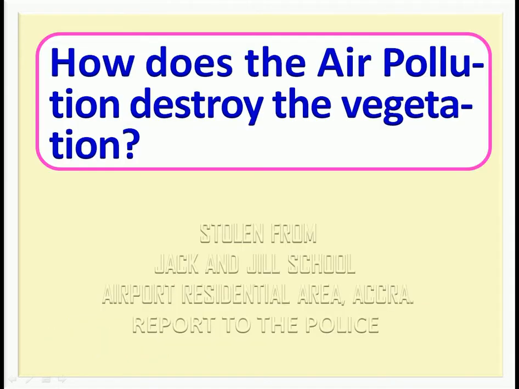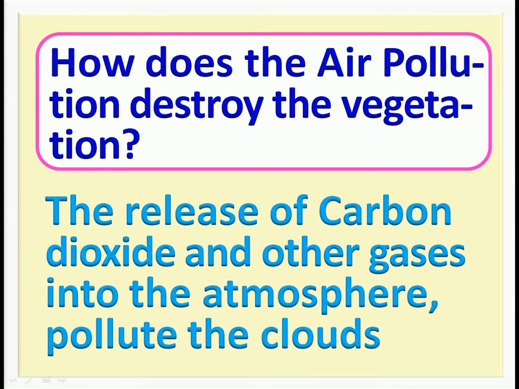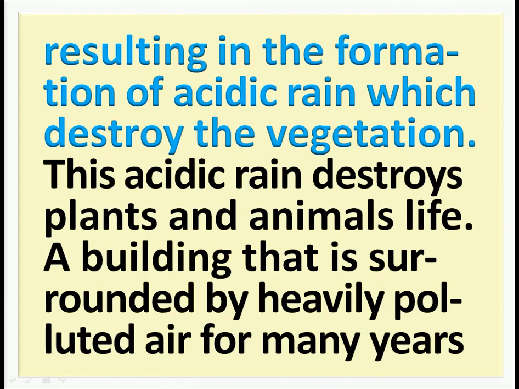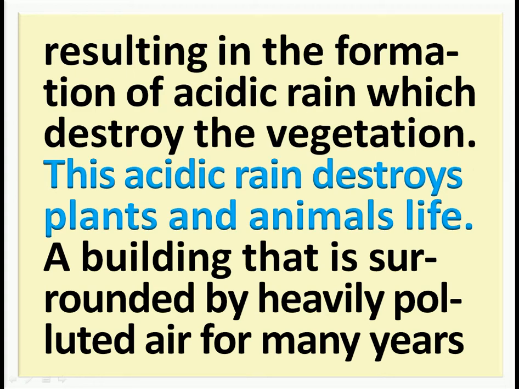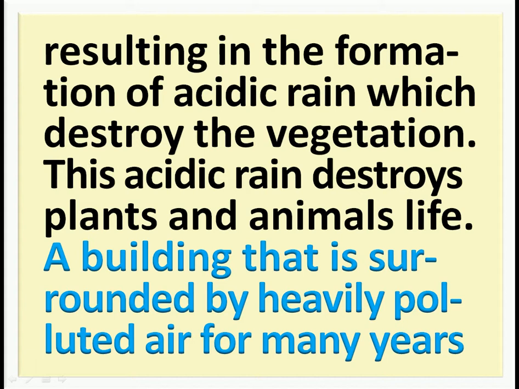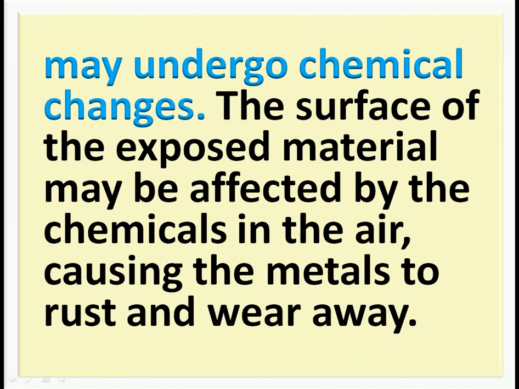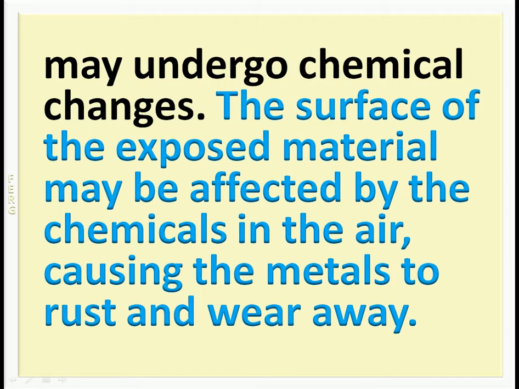How does air pollution destroy the vegetation? The release of carbon dioxide and other gases into the atmosphere pollutes the clouds, resulting in the formation of acid rain, which destroys the vegetation. This acid rain destroys plants and animals' life. A building that is surrounded by heavily polluted air for many years may undergo chemical changes. The surface of the exposed material may be affected by the chemicals in the air, causing the metals to rust and wear away.